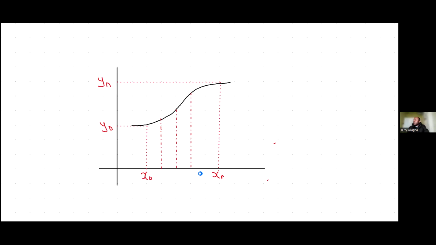So this point. Oh, nope. This one. Get this one out of the way here. Okay. Then this one from this point here.